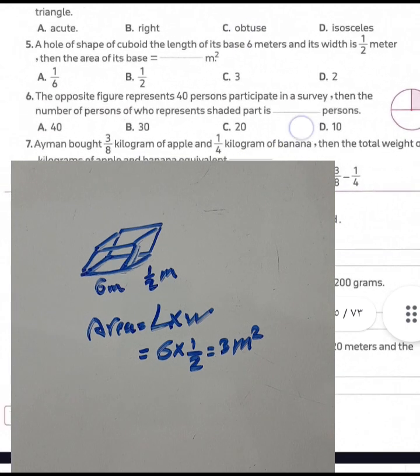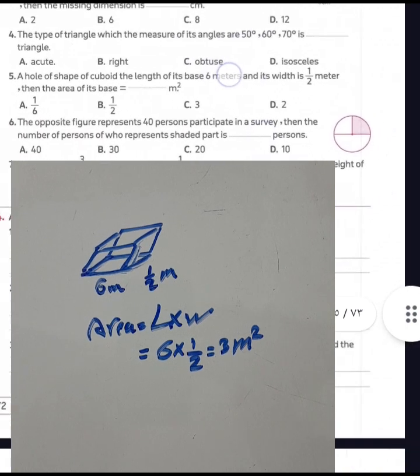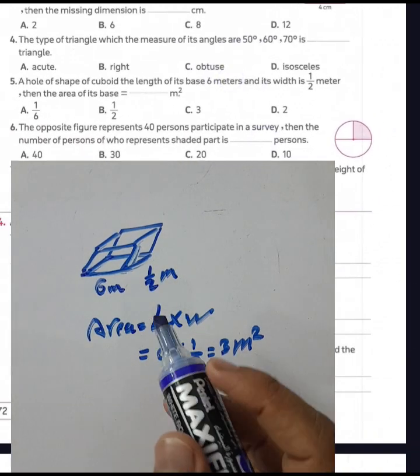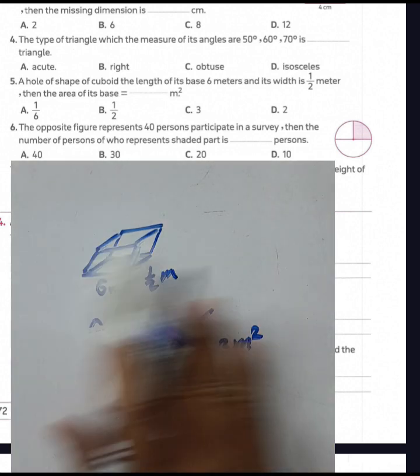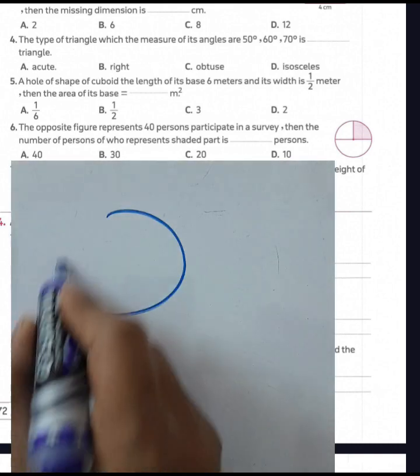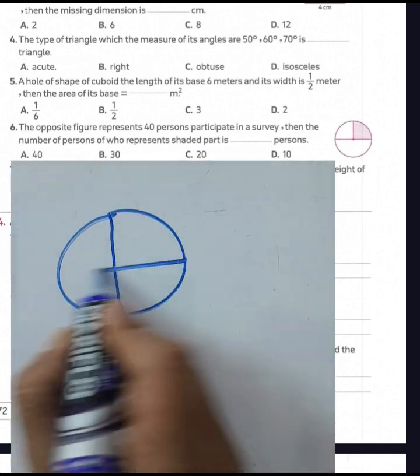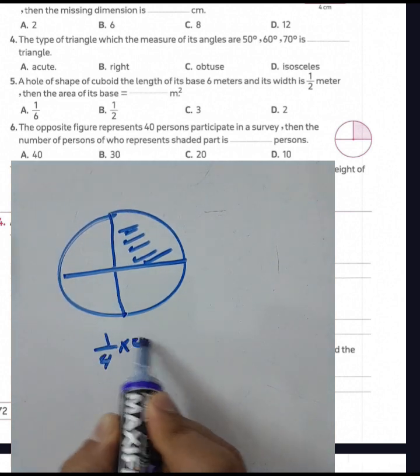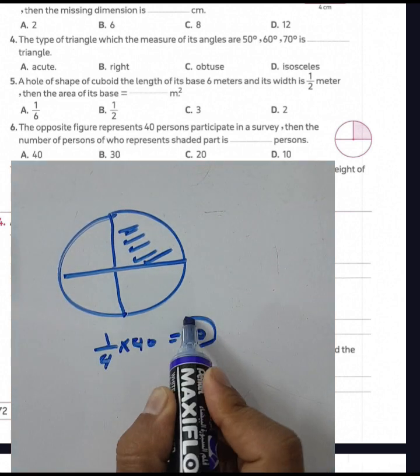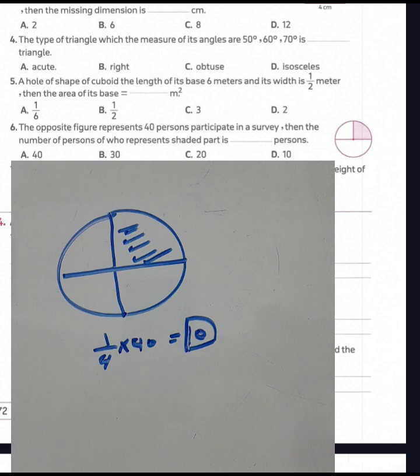Question number 6. The opposite figure represents 40 persons practicing in service. Then the number of persons who represent the shaded part equals what? Okay, we have here 40, the total, and he colored the fourth here, right? A fourth times the total number 40, then this part will be 10. Okay, choose letter D about question 6.